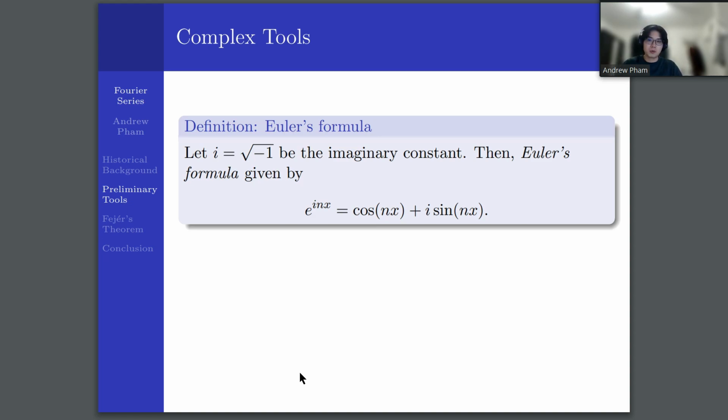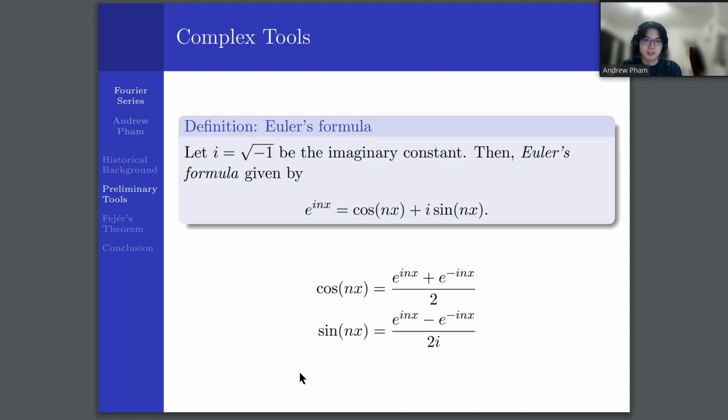First, we'll seek out Euler's formula, which is obtained by considering the Taylor series expansion of e to the inx, which is precisely going to be cosine nx plus i sine nx, where i here is the imaginary constant square root of -1. Going a little bit further, some very useful definitions will be the complex representations of cosine and sine given by these forms right here.